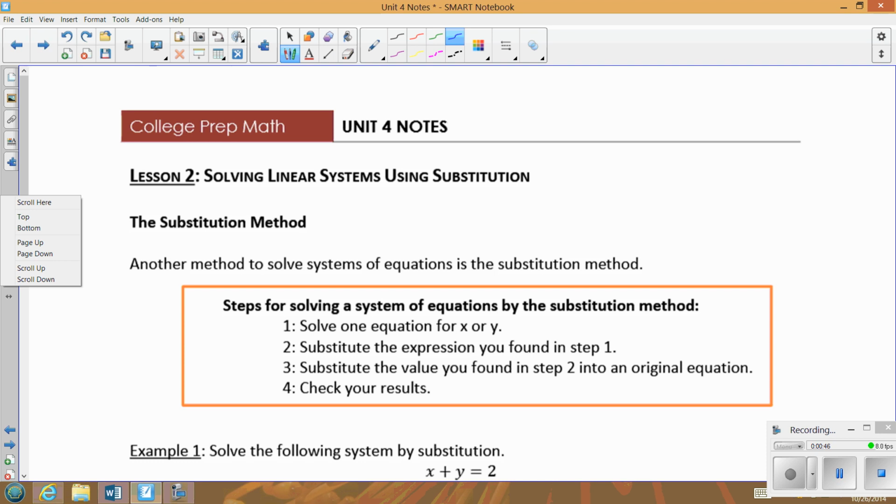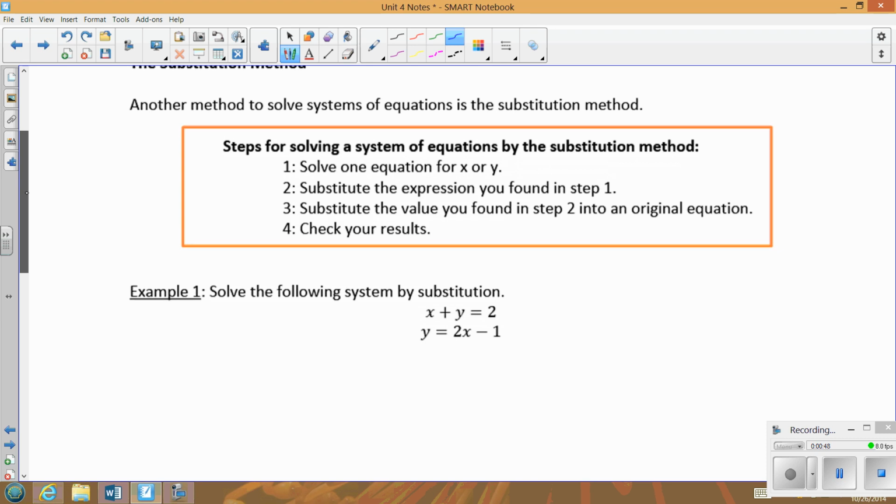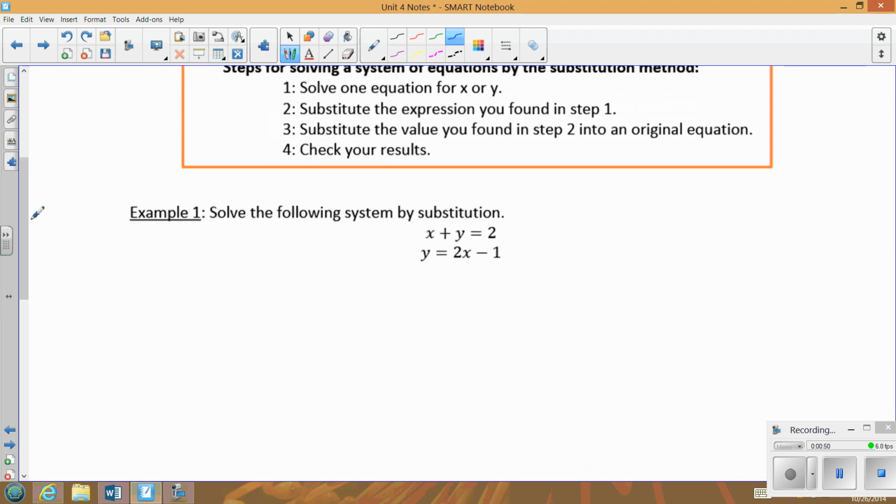So let's look at some examples so this will make a little more sense to you. This first system I want to solve by substitution. What you want to do is look at your two equations and see if one of the variables is already by itself. If you look at this second equation, see how y is already by itself. So I don't have to solve anything first.